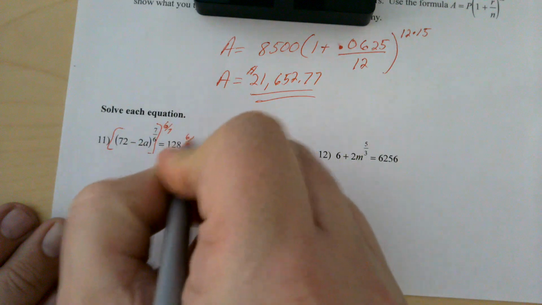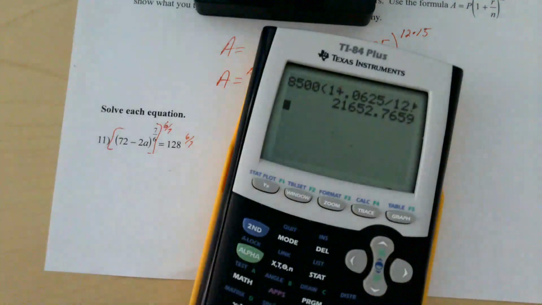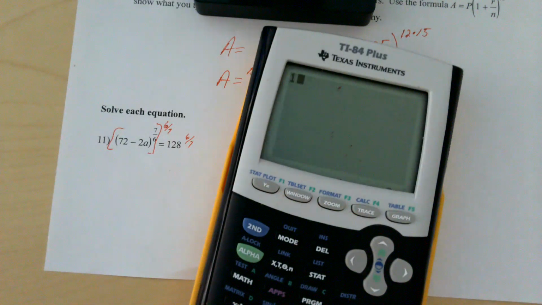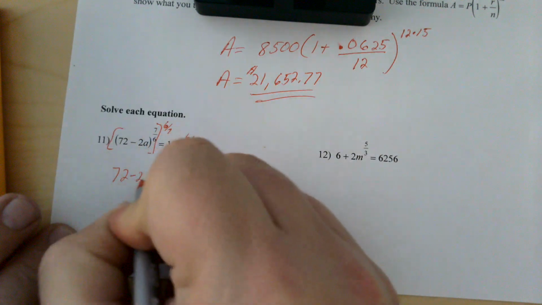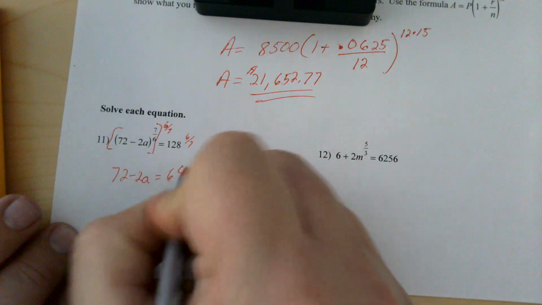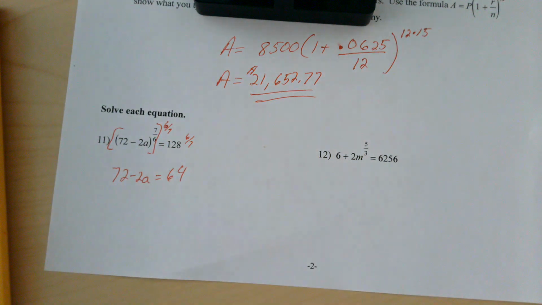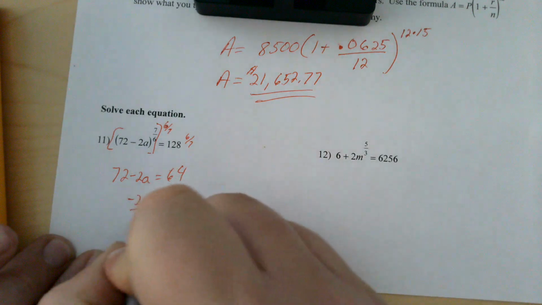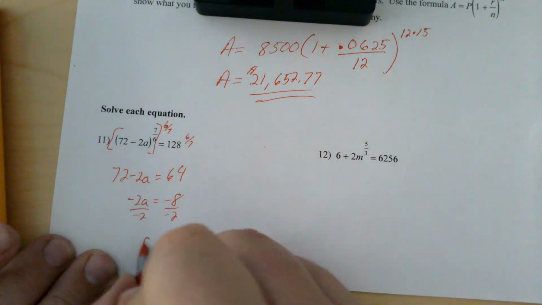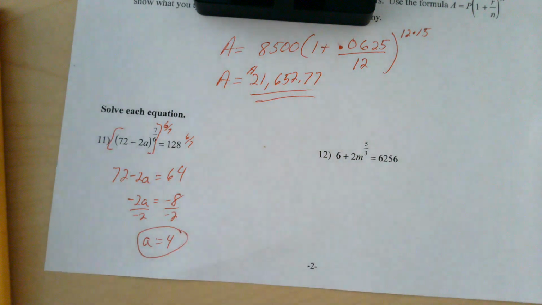I raise to the 6/7. So I'm simply going to ask my calculator what 128 raised to the 6/7 is. And it tells me 64. I can drop the parentheses, and I have 72 minus 2a equals 64. And now it's a two-step equation. I'm going to take 64 minus 72. You're going to see that it is a -8. And I'm going to divide by -2. And I get a nice answer of 4.